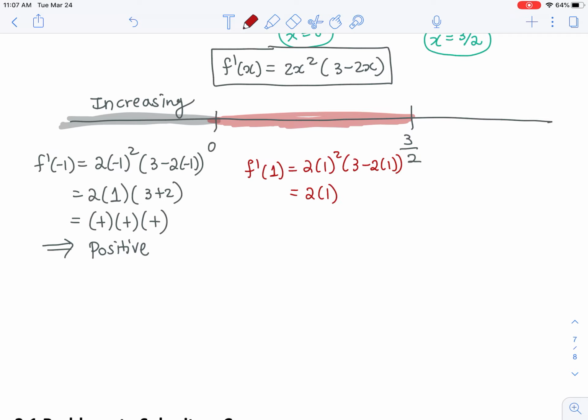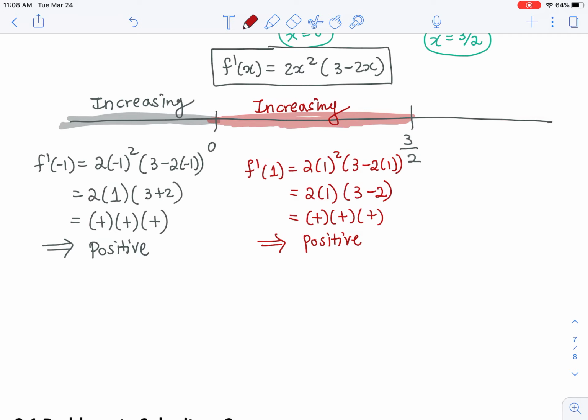That's going to be 2 times 1 times 3 minus 2. Well, the signs are going to be positive times another positive. Look, if you multiply 3 positive numbers together, you will get a positive product. So again, this section came out to be a positive derivative. Therefore, we know f of x will be increasing in that interval.